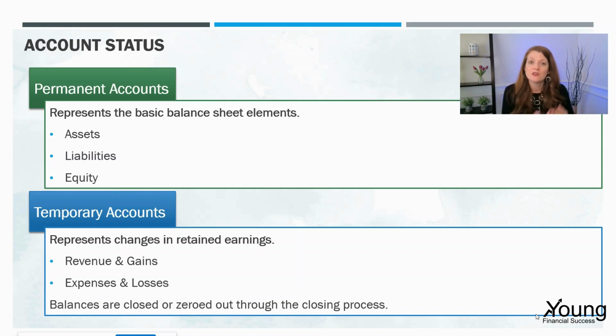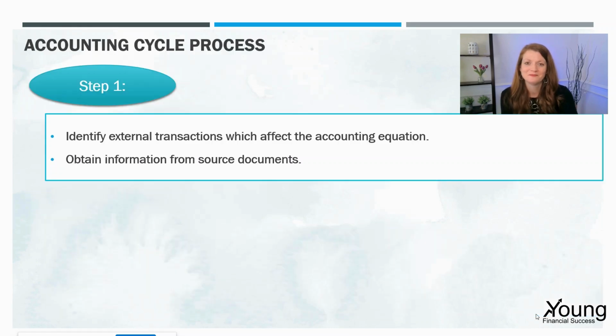And that is what we do there. That's how retained earnings gets its balance. We're going to see that more later on in this chapter when we do our closing entries. So we've got permanent and temporary accounts. It's important to remember which ones are which. Basically, permanent accounts are balance sheet accounts, temporary are income statement accounts.